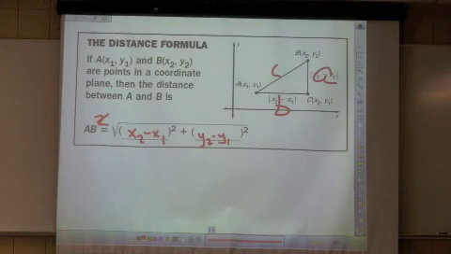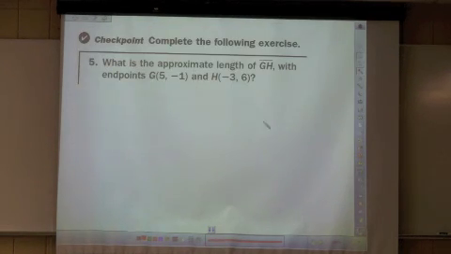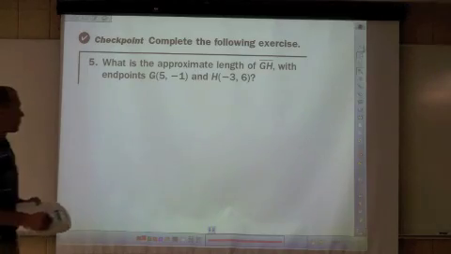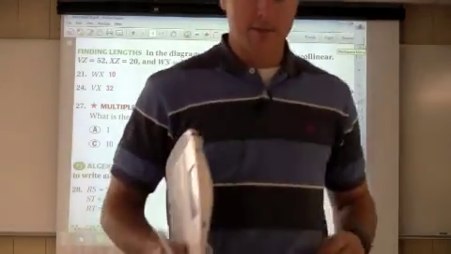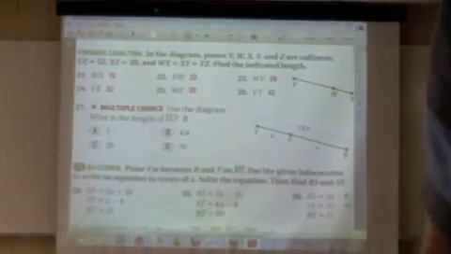All right. We're good there. We talked about that. We don't need a checkpoint problem. I think we're ready to go on some homework. Midpoint and distance formulas.